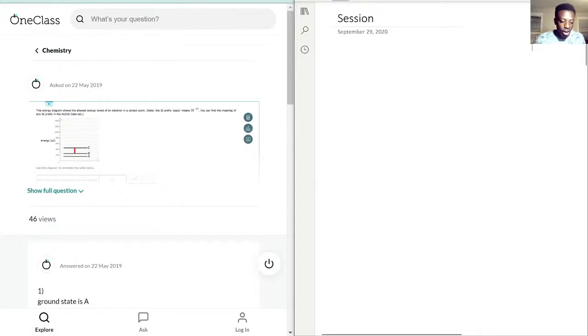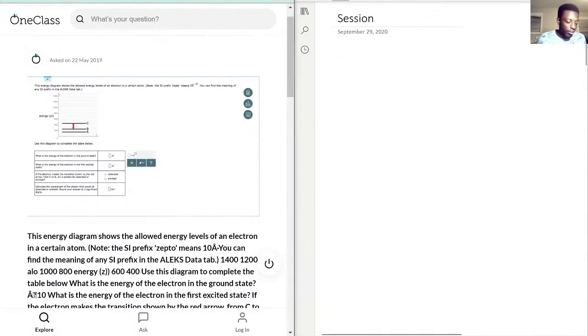What are we looking at? So with this, we have quite an interesting question, to say the least. This is talking about energy diagrams. Just make sure I have the right paper. There we go. So this question is a little bit of chemistry, a little bit of physics, but the point is that when an electron drops from one energy level to a lesser one, a wavelength is emitted. So let's actually go into the question.